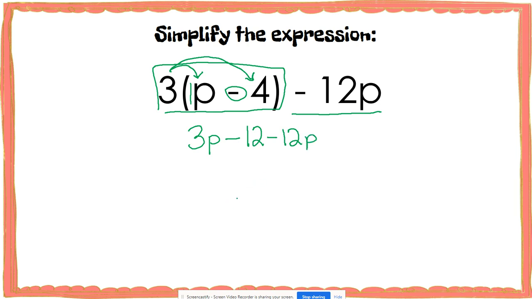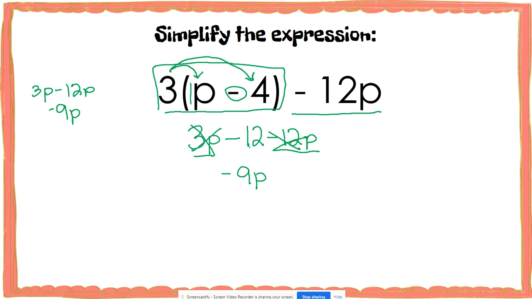Now I need to look at my expression and see if there's anything that can be simplified. I see that I have 3p and negative 12p. So I need to simplify these by doing 3p minus 12p. If I solve 3p minus 12p, I get negative 9p. So I'm going to write negative 9p, and then these are going to go away.